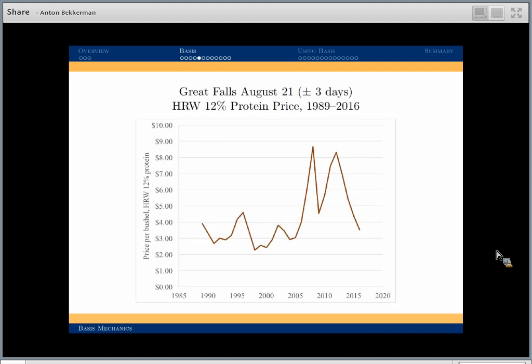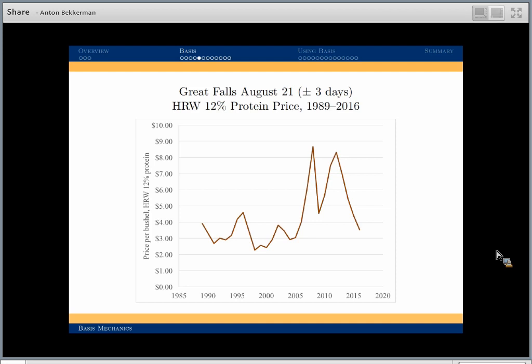Well, take a look at this. I have a bunch of data sitting on my computer. I just pulled one location, Great Falls, Montana, on August 21st, a few days before and a few days after. Some years, August 21st is a weekend, and so maybe I use August 20th or August 22nd or something like that. But it's all around that date for winter wheat of 12% protein between 1989 and 2016. Look at what's happening to price, right? So in 1989, we started right around $4 a bushel, and then we went down to $2.75 a bushel. Then we were a little more stable for the next few years at $3 a bushel.